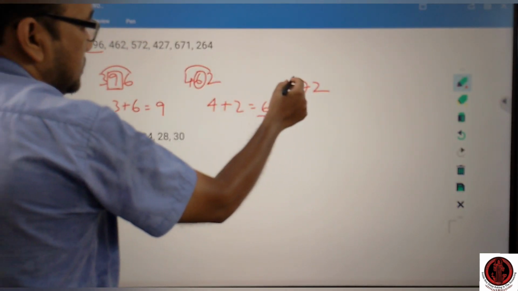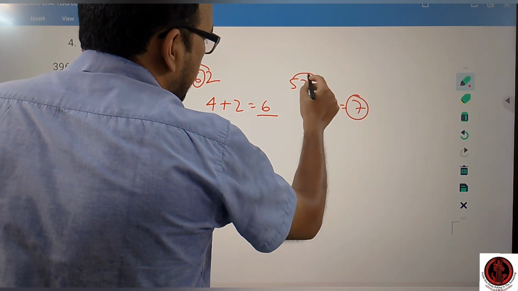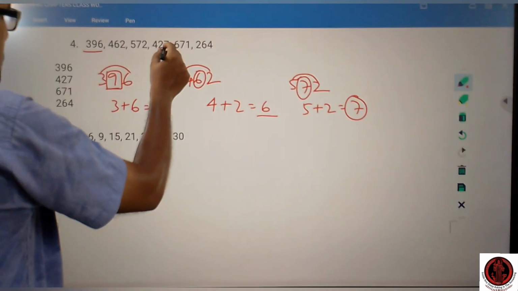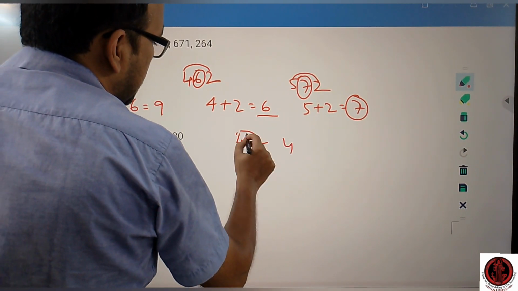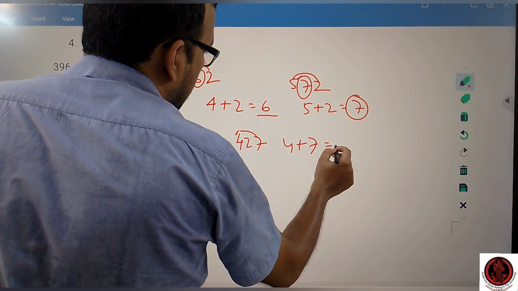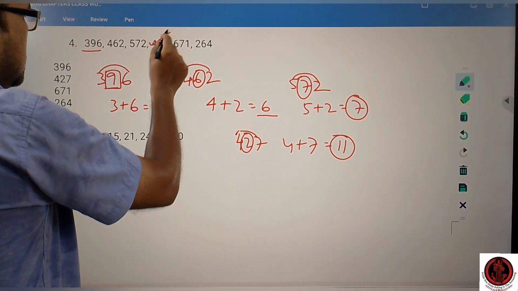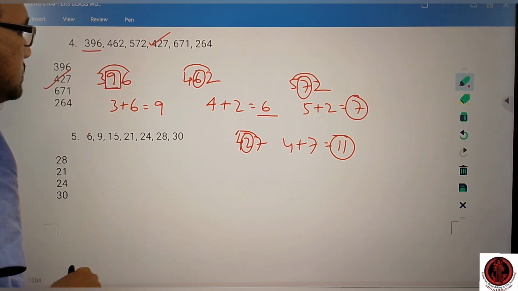572. 5 plus 2 is 7. 7 is the middle number. But 427. 4 plus 7 is 11. 11 is not the middle number, so that is the odd one. So the answer is 427.